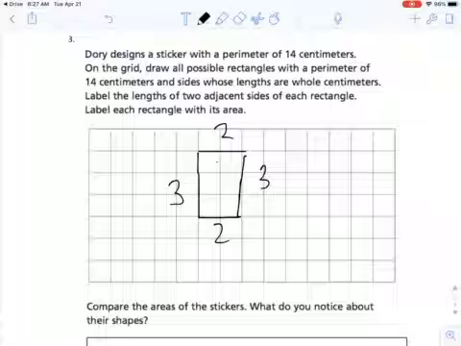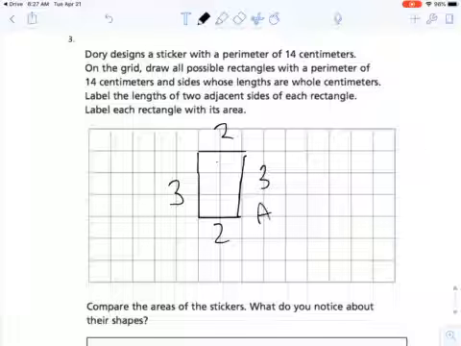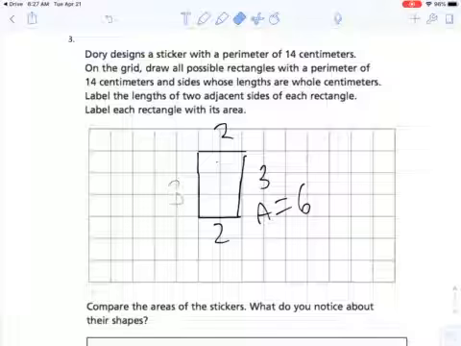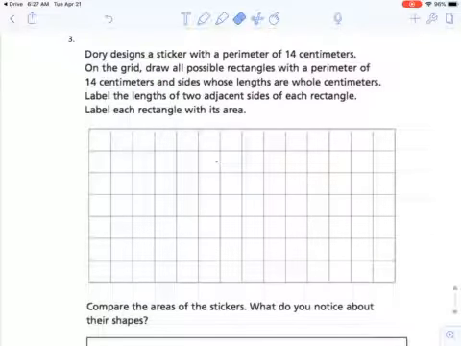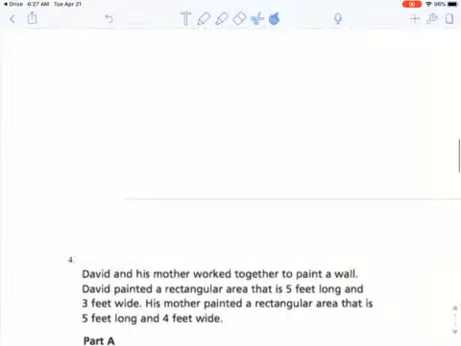Then, what's the area of this? Well, I know that's perimeter, just adding up the sides, but area is length times width. So like 3 times 2, area equals 6. So you're going to do it for all of the different rectangles. Then down below, compare the areas of the stickers. What do you notice about their shapes? After you're done making your different shapes, you can just tell me anything that you notice.